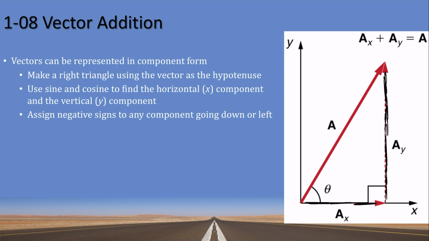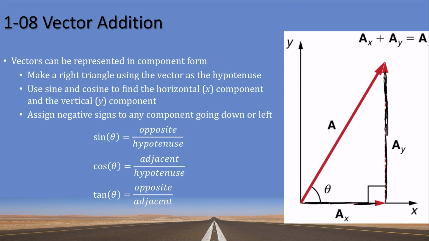We give negative signs to anything going down or left. So up and right is positive. Sine is the opposite over hypotenuse. So if this is our angle, across from it is the opposite. The hypotenuse is the diagonal one. And the adjacent is the side that is touching the angle.